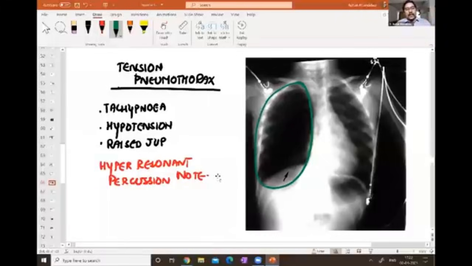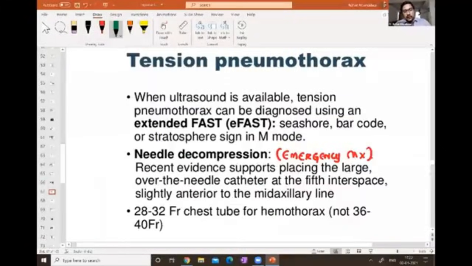Very important update. This has been asked multiple times. In EFAST, there are 3 signs for tension pneumothorax: seashore, barcode, and stratosphere signs. So you should know about these signs. And you should also know that the emergency management is needle decompression for tension pneumothorax. And the update is very important.